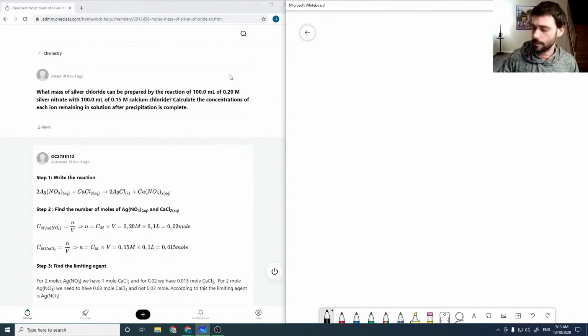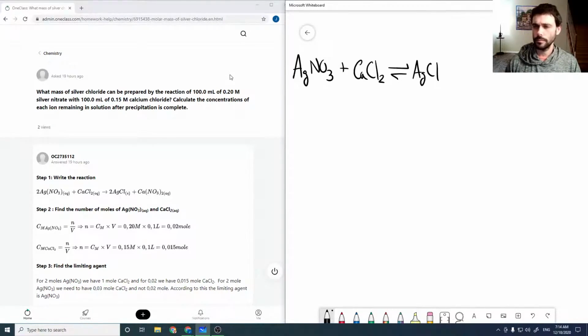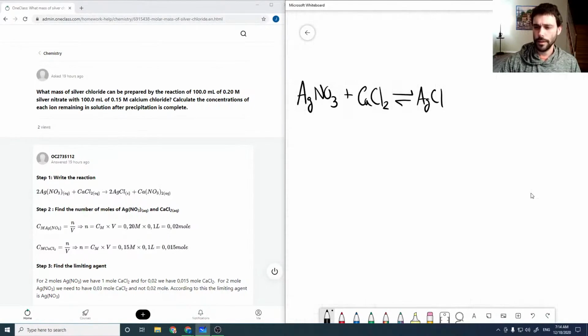All right, so what mass of silver chloride can be prepared by the reaction of 100 mils of 0.2 molar silver nitrate with 100 mils of 0.15 molar calcium chloride. And actually for these purposes, I'm just going to put a unidirectional arrow, that way it makes it easy on us.